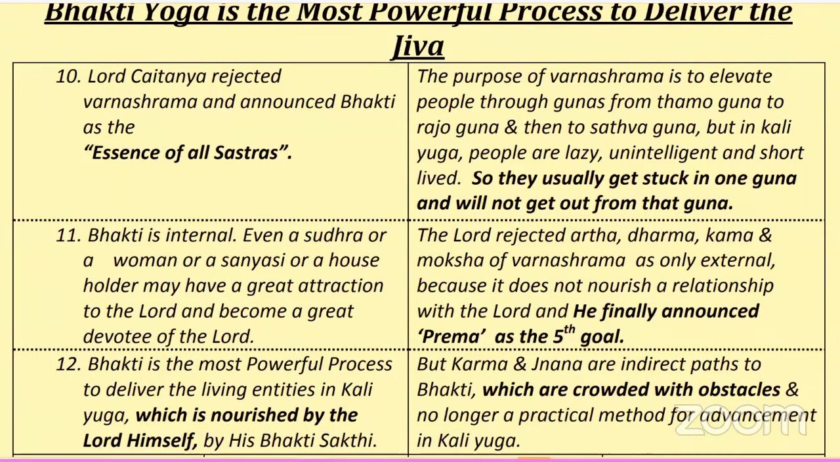But karma and jnana are indirect paths to bhakti, which are crowded with obstacles and no longer a practical method for advancement in Kali Yuga. So karma and jnana are indirect paths to bhakti. One day they will take us to Bhakti Yoga. So why are they called indirect paths?